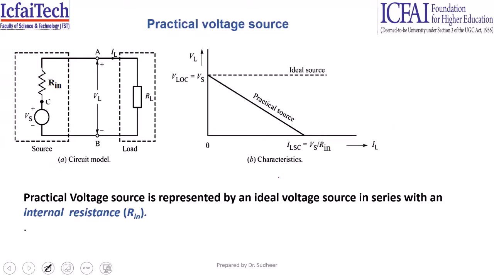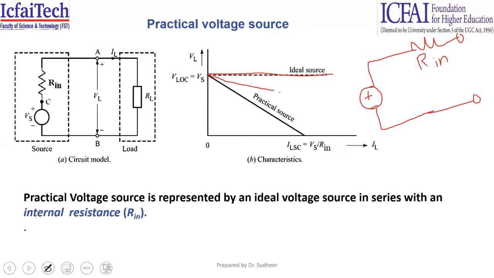Coming to the practical voltage source. Ideally, a voltage source can give an infinite amount of current for a given load. But in practice, we have a small internal resistance in series with the ideal voltage source, which is responsible for the decrease in the voltage as we increase the current drawn by the load. Ideally, whatever current you draw, the voltage across the load remains the same. But practically, as the amount of current you draw increases, the voltage across the load starts decreasing, because a portion of the voltage is dropped across the internal resistance.